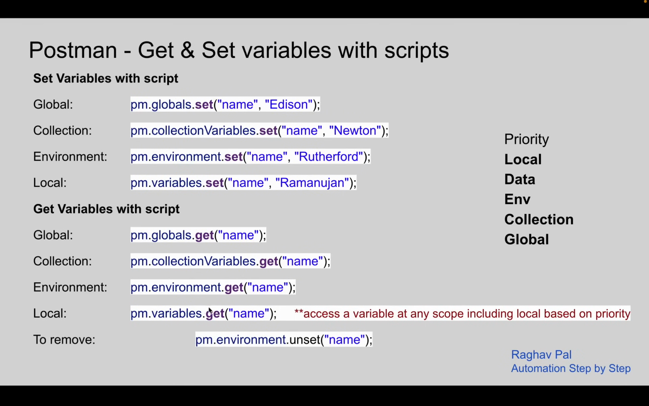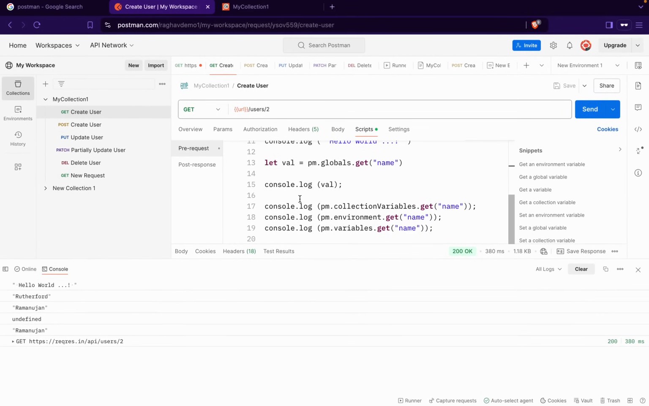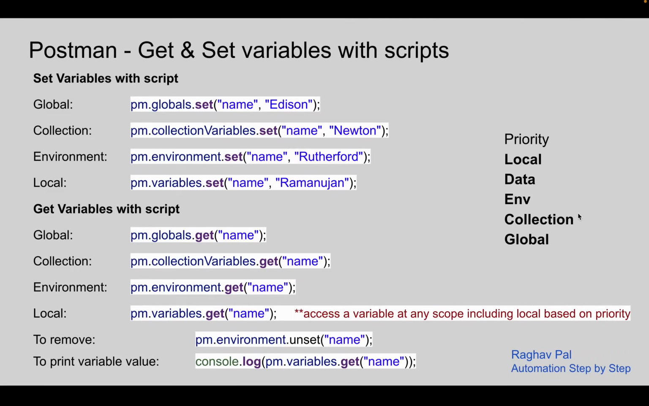Okay. And if you want to remove or unset the variable, you can say pm.environment or whatever level, and then dot unset name. Okay. So this is how you can use it. And to print, we can use console.log that we have already seen. So this is how you can use scripts. You can get and set variables through scripts.